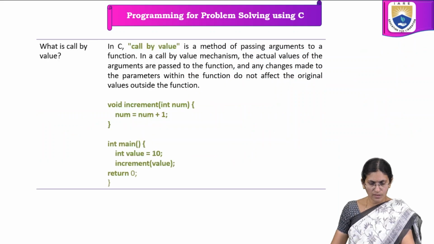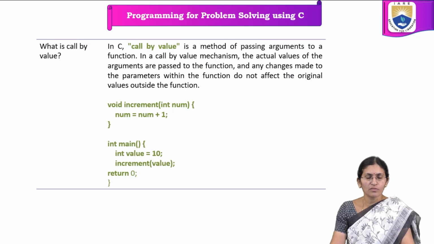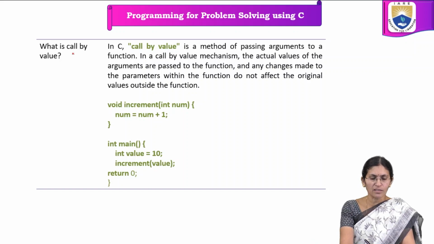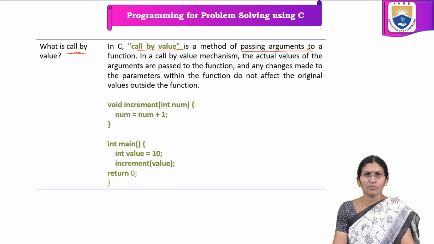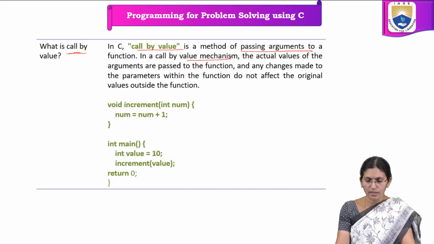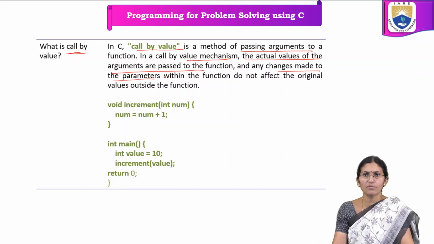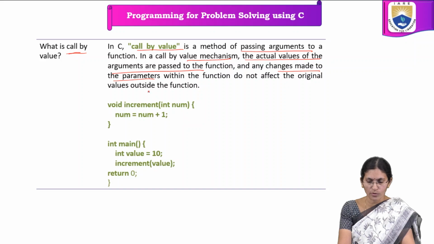Next one, what is call by value? There are two ways in which you can pass parameters to the function. We'll see what is call by value. Next one is call by reference. Call by value is a method of passing arguments to a function. In the call by value mechanism, the actual values of the arguments are passed to the function, and any changes which are made to the parameters within the function do not affect the original values outside the function.